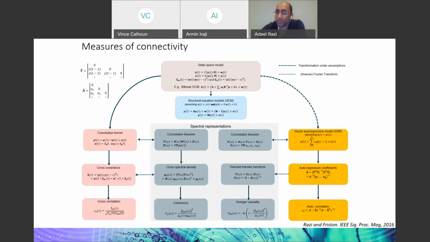If you start at the top with a state space model, you can calculate, for example, these different variants of functional connectivity: coherence, cross correlation, causality, and so on. These are calculated from the state space model, but this is a one-way street. You can only go from top to bottom. If you have a cross correlation function and you didn't have the state space model, you cannot calculate the causes, or the effective connectivity. So that's basically what this slide is talking about.